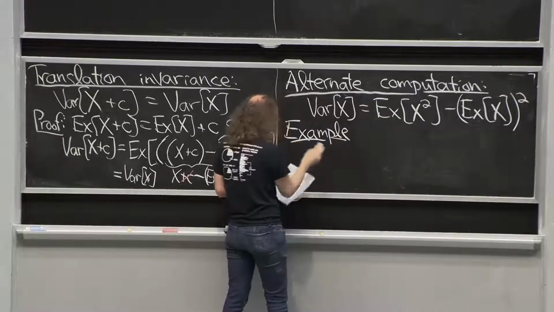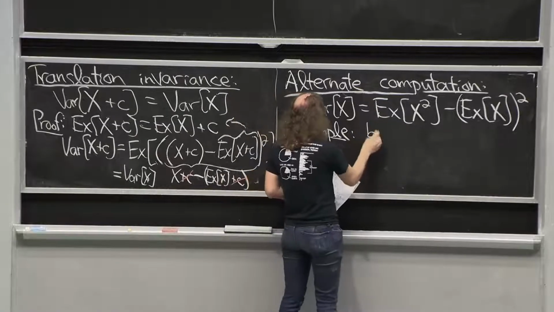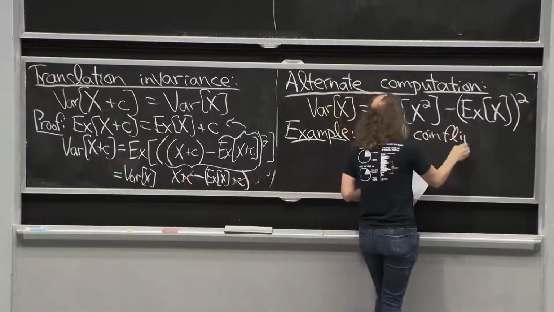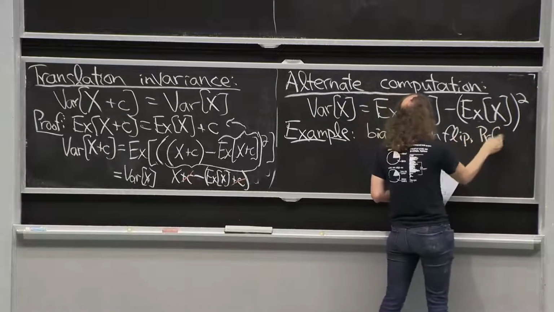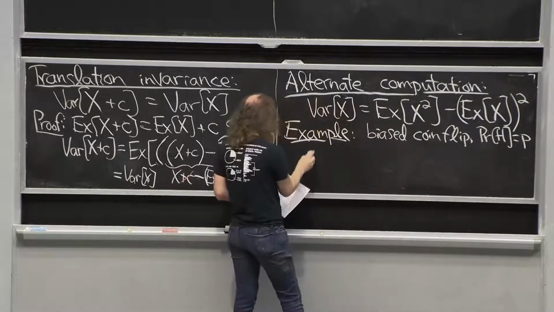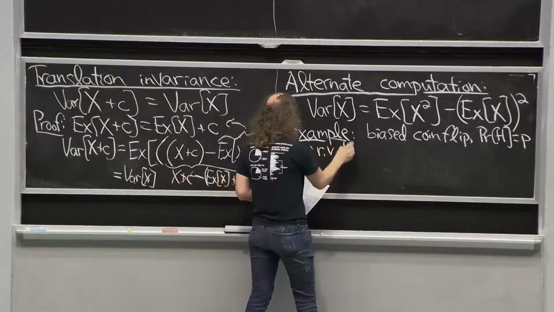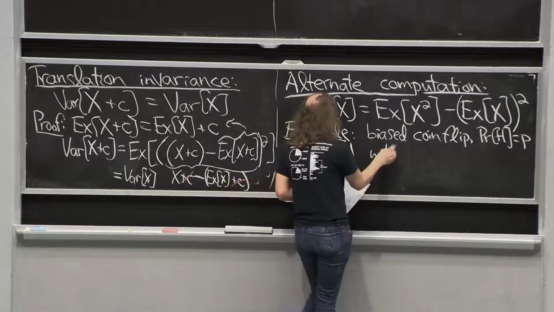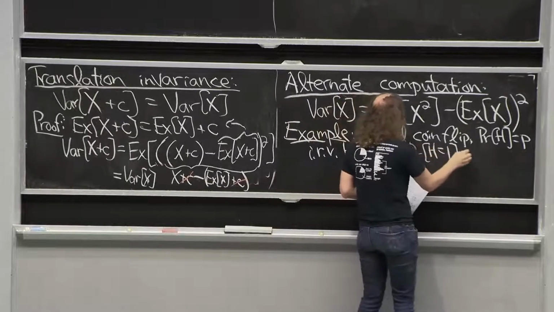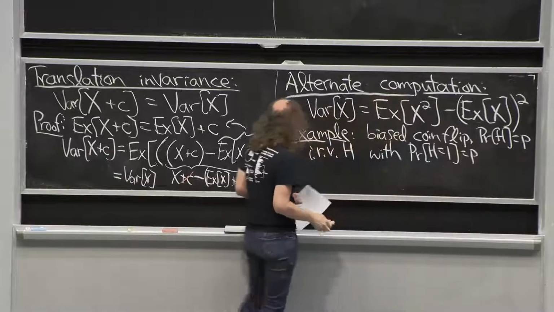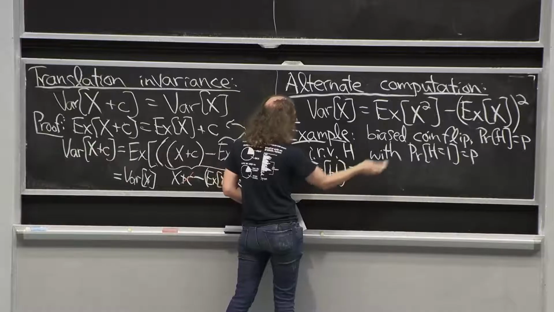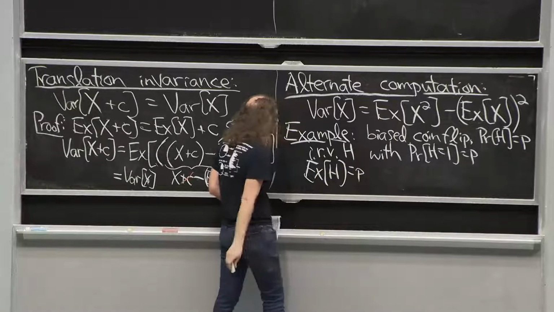But let's do a simple example of it. So suppose we have a biased coin flip where the probability of heads is p. And take an indicator random variable h. Or equivalently, this holds for every indicator random variable h. We know the expectation of h is just the probability of it equaling 1, which is p.